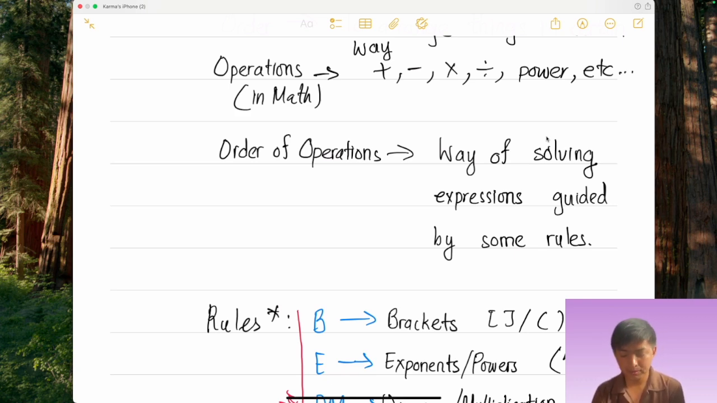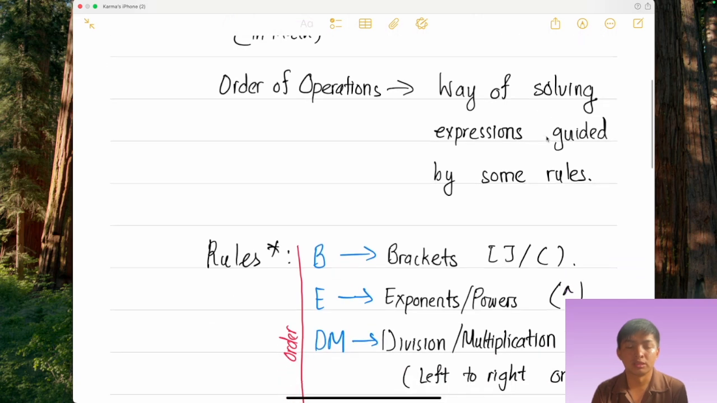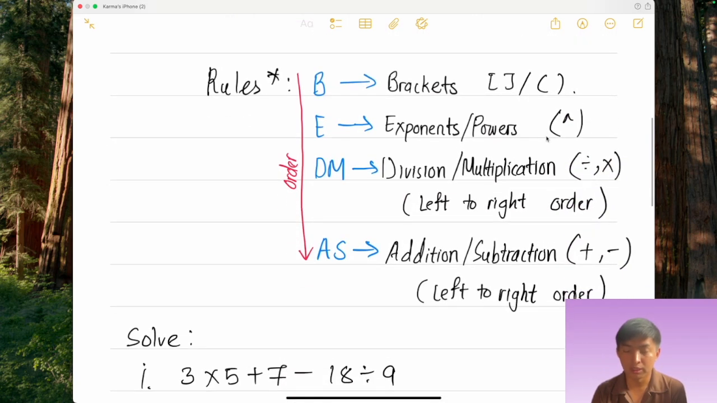Now these are the rules. According to these rules, whenever you are solving an expression, the first thing you have to solve is whatever is inside the brackets. The bracket can be a square bracket or a parenthesis.